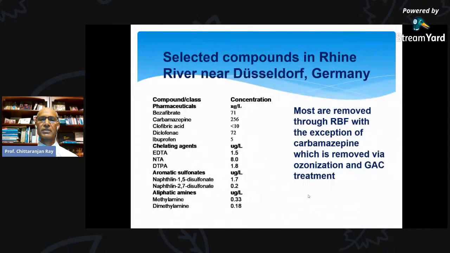The studies conducted in Dusseldorf have shown that this system can remove many classes of chemicals: pharmaceutical compounds, chelating agents, aromatic sulfonates, aliphatic amines, and many of these compounds, except carbamazepine, a chemical people use for seizures and other medication, for which they use ozonation and granular activated carbon to remove it if needed. But it's not a regulated compound anyway.